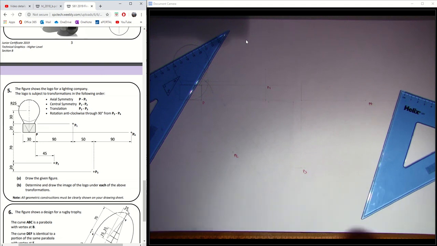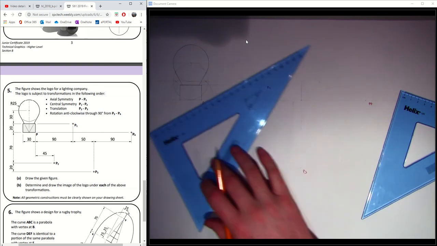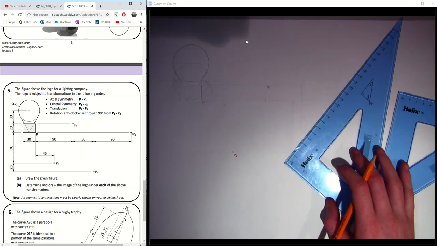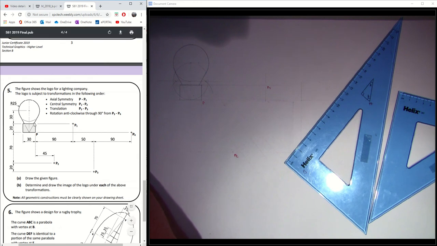Okay, so I want to have a look here at the 2019 Translation Geometry question for Junior Cert Tech Graphics, and just go through how to solve the question basically. So in this question, the figure shows the logo for a lighting company. It's basically just a circle with a rectangular base on it and two tangents coming from the point on the rectangular base. They're asking us to draw the figure and determine and draw the image of the logo under each of the above transformations.